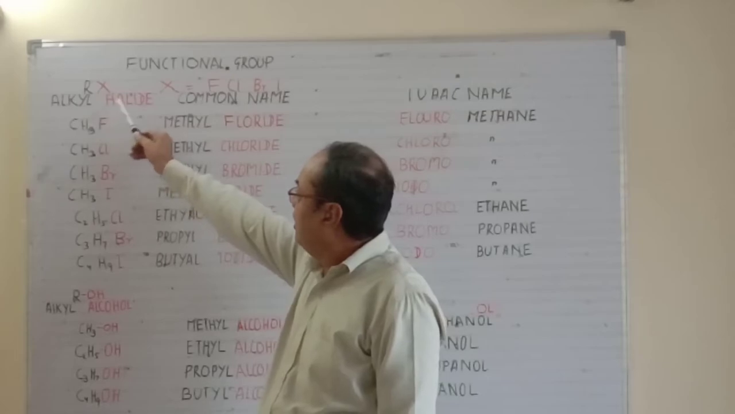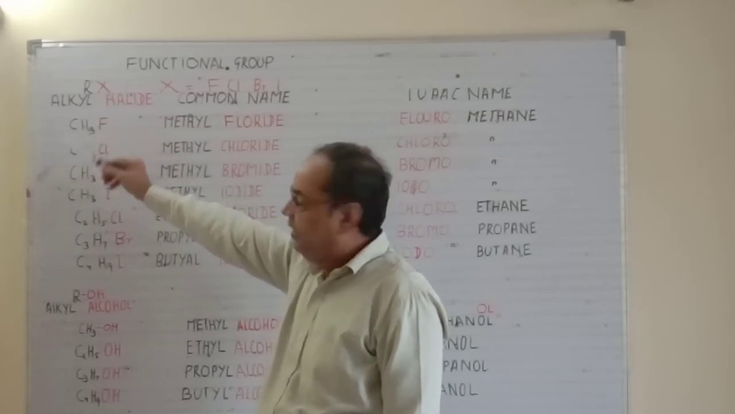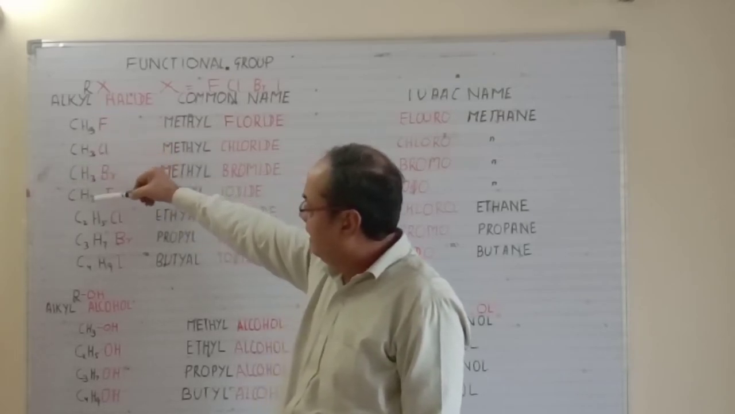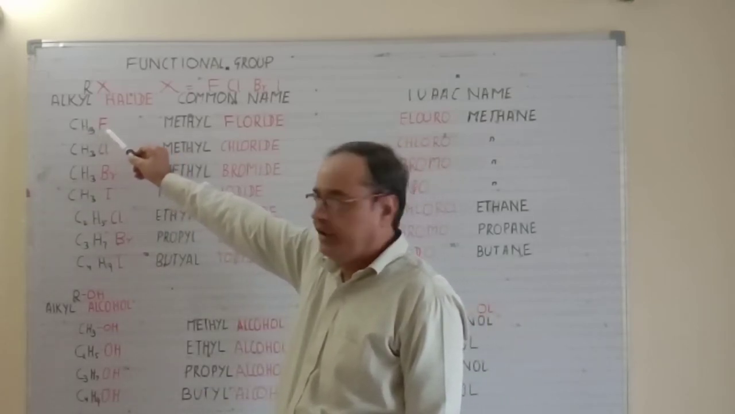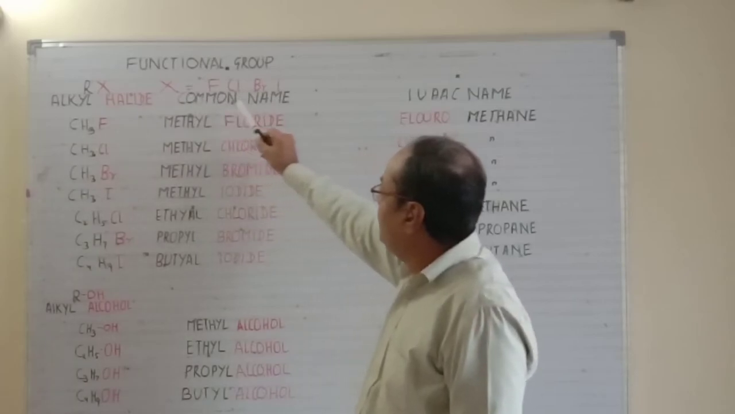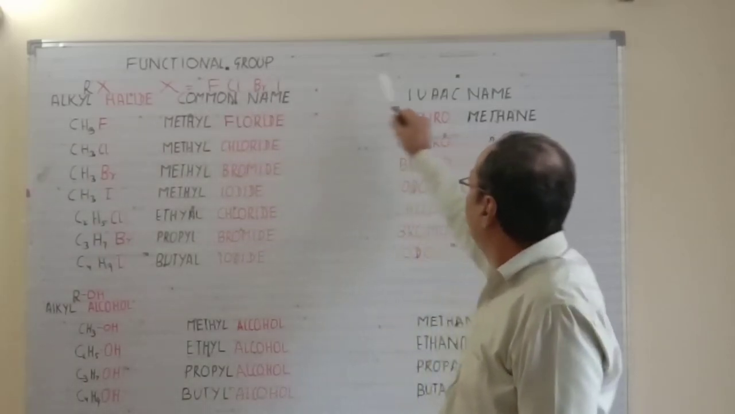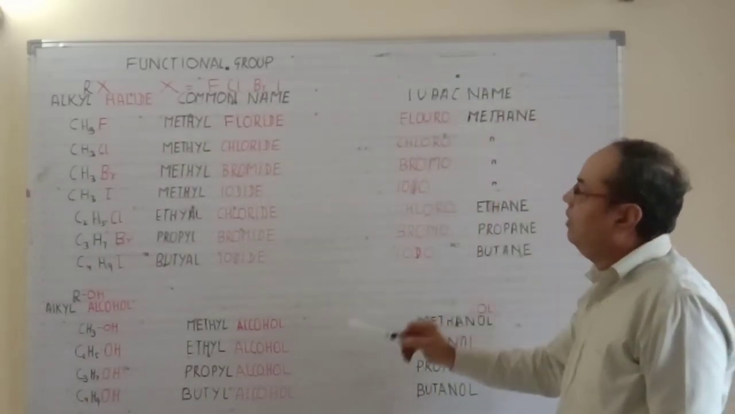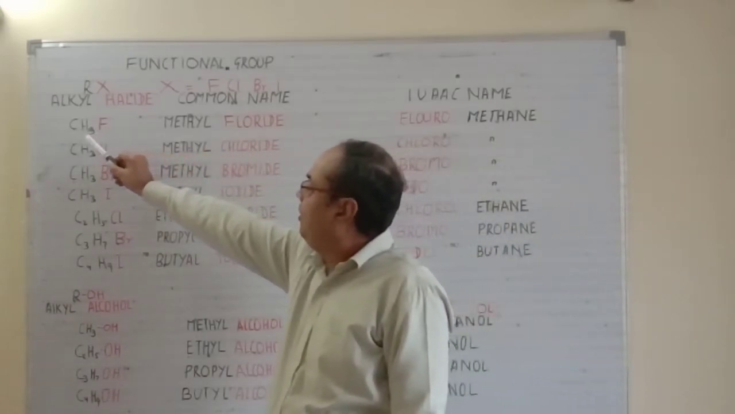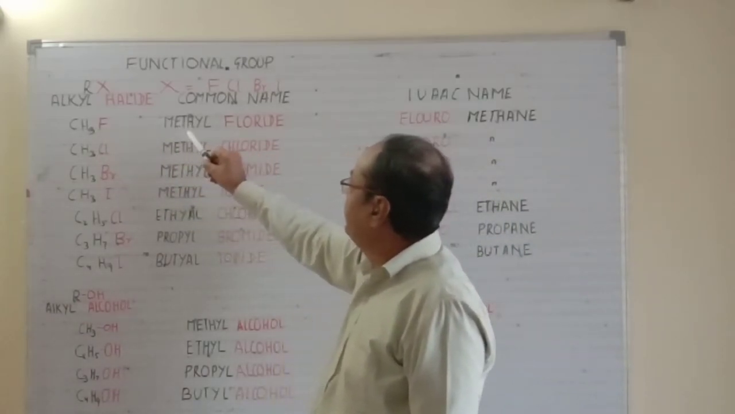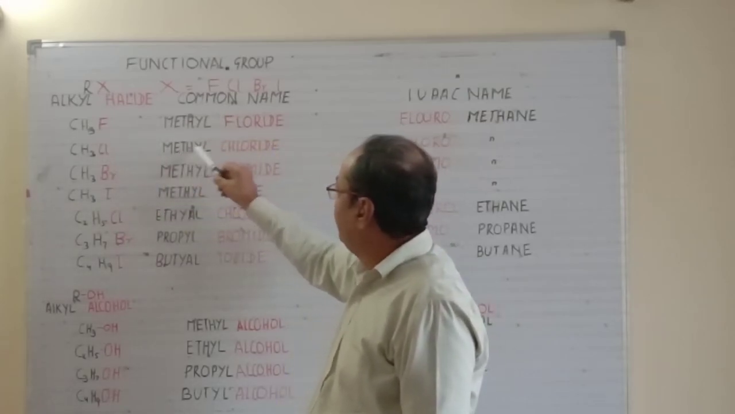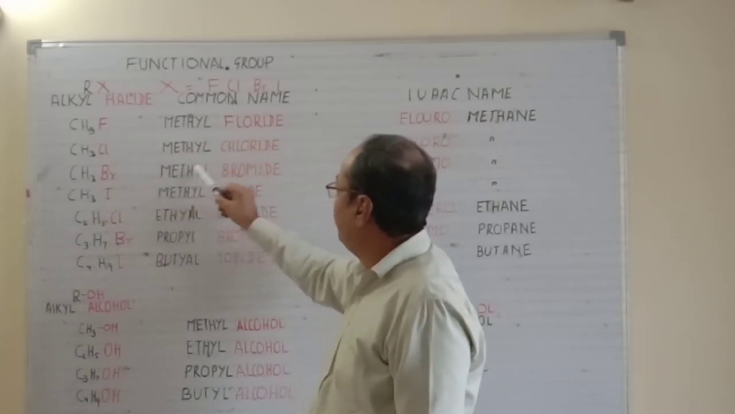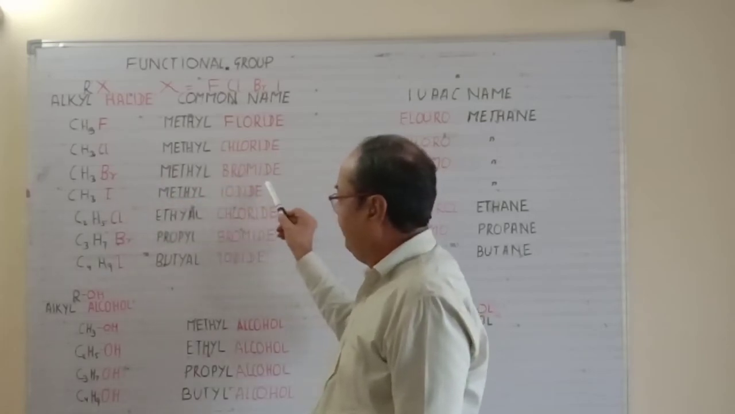So when R is attached, here we are taking methyl, ethyl, propyl, butyl. When methyl is attached with fluorine, we have two types of naming: one is a common name and one is an IUPAC name. In common name, when methyl is attached to fluorine, it is known as methyl fluoride. With chlorine, same way methyl chloride, methyl bromide, methyl iodide.